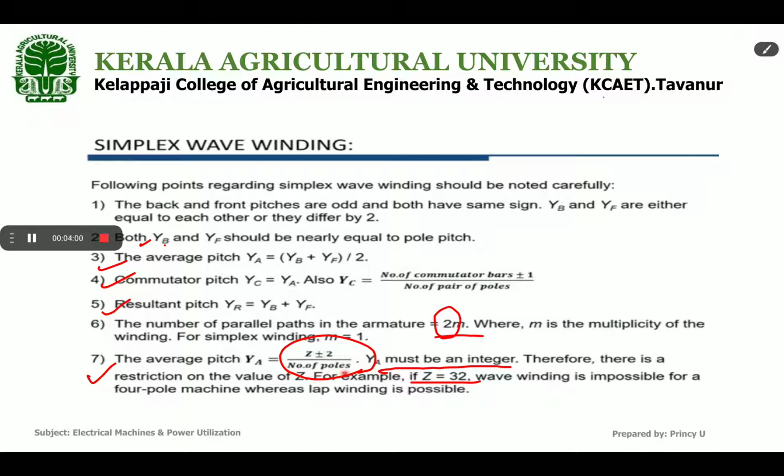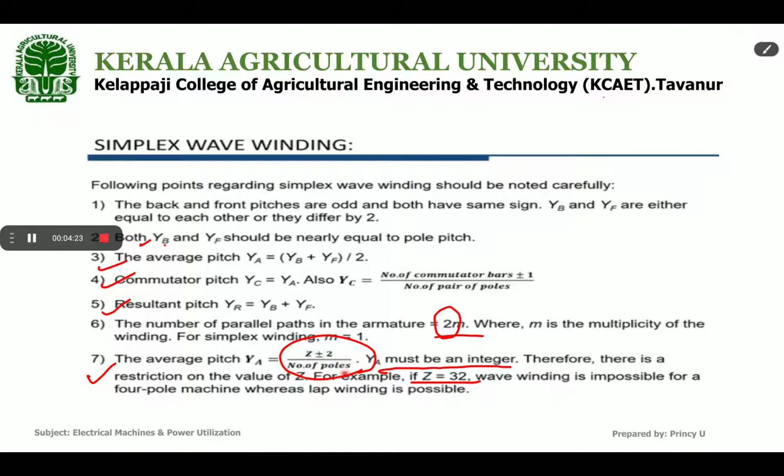So Z, 32 plus 2, that is 34. For a 4 pole machine, 34 by 4. Sorry, 32 plus 2 by 4 gives 34 by 4, it should not be an integer. So wave winding is not possible.